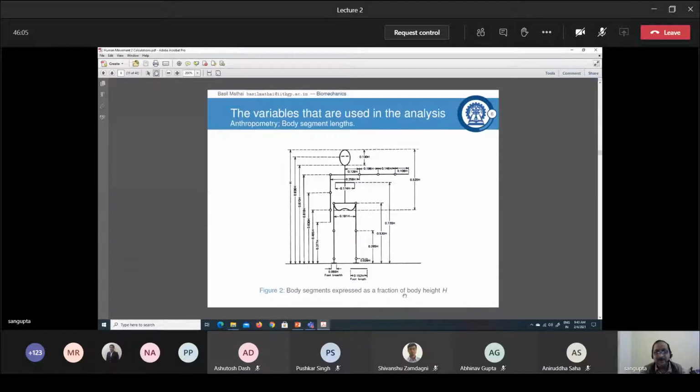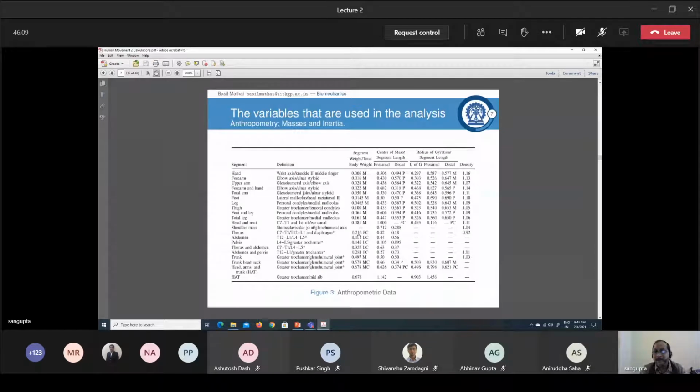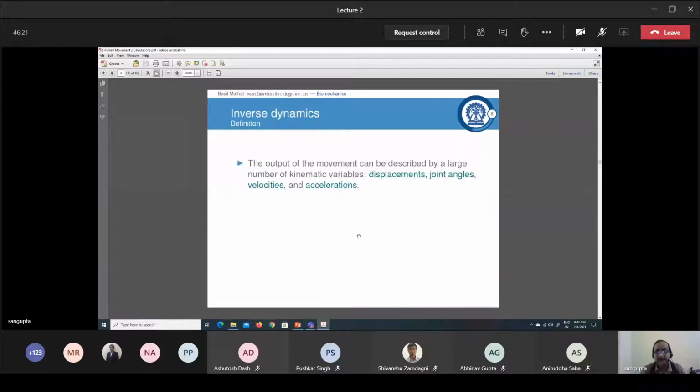You get to know the body segments as a fraction of the body height. Regarding the segment weight, center of mass, radius of gyration, all are given in the book. So that's the anthropometry of each segment. The output of the movement can be described by and large by kinematic variables: displacements, joint angles, velocities, and acceleration.